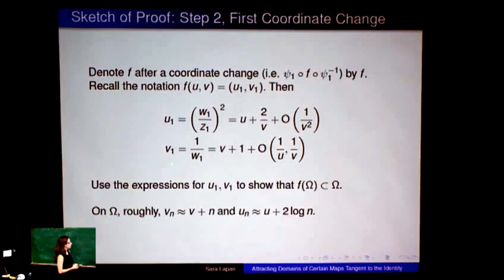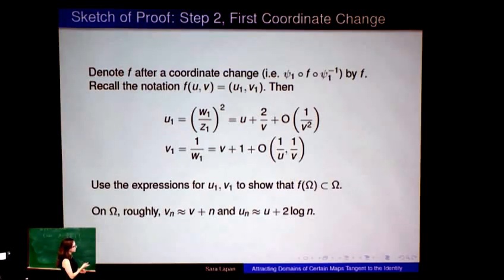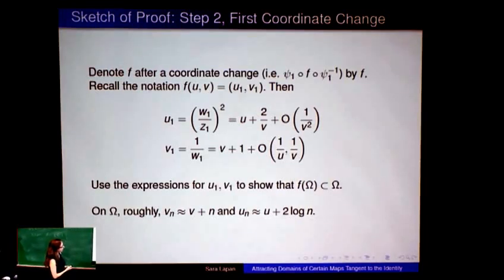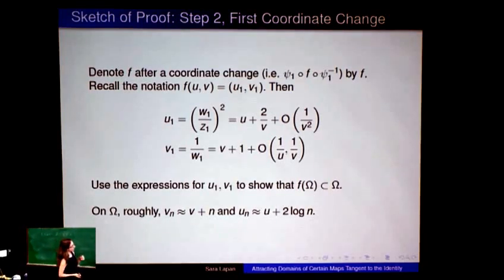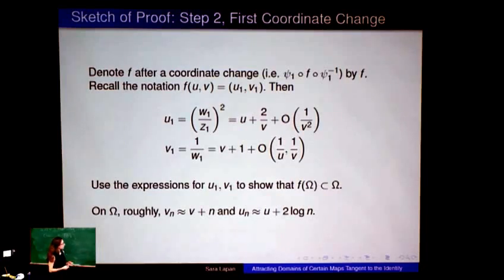And then for v1, we have from the coordinate change it equals 1 over w1. And then we do some calculations, and we get that it's going to be v plus 1 plus terms of order 1 over u and 1 over v. So we have some small terms there. And we use these expressions for u1 and v1 to show that omega is invariant under f. So it's just a matter of checking all of the conditions that omega satisfies.